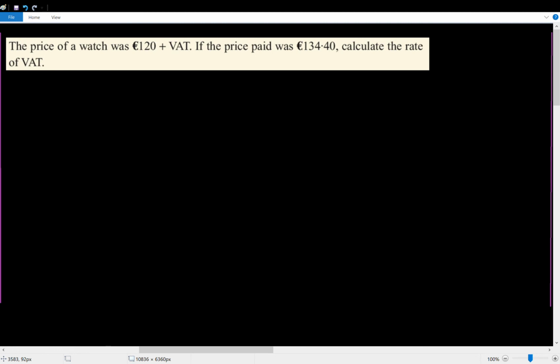So the first thing to do is to find out how much money was actually paid in VAT. In this case, it's going to be €134.40 minus 120. And from that, we're going to get €14.40.